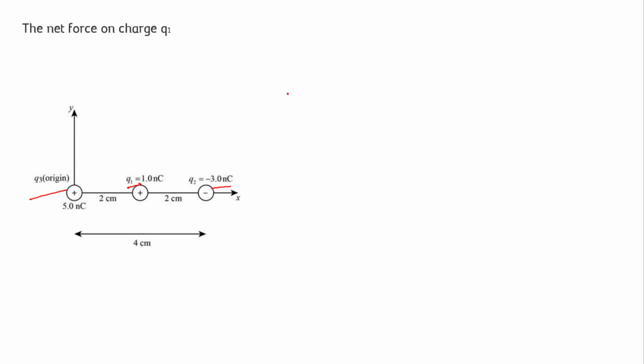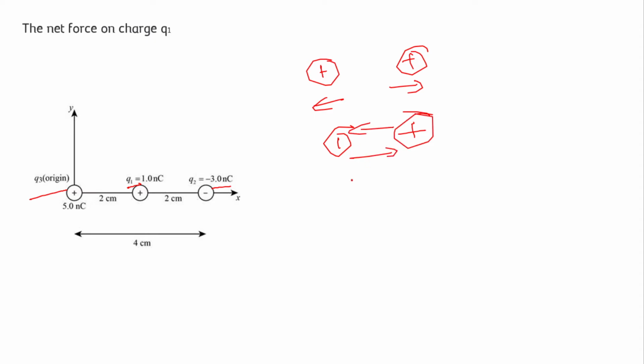So here, first of all, let's understand some electrostatics. Like charges always repel each other, while unlike charges always attract each other. So let's suppose this is a negative charge and this is a positive charge. They will always attract each other, while like charges will always repel each other.